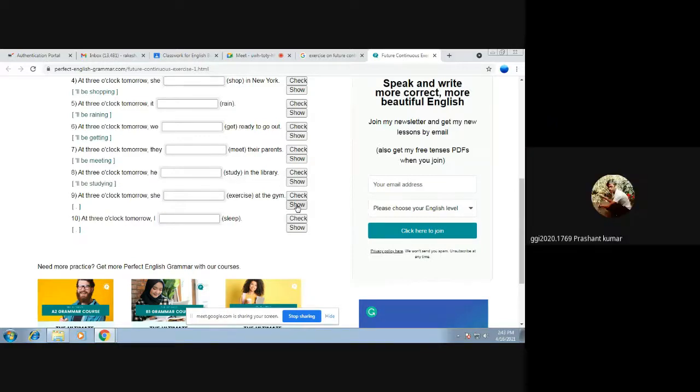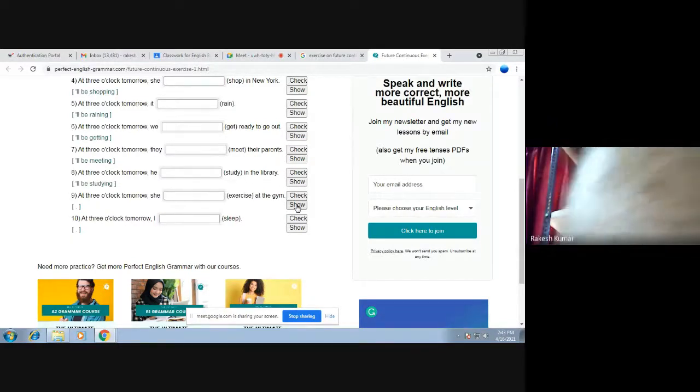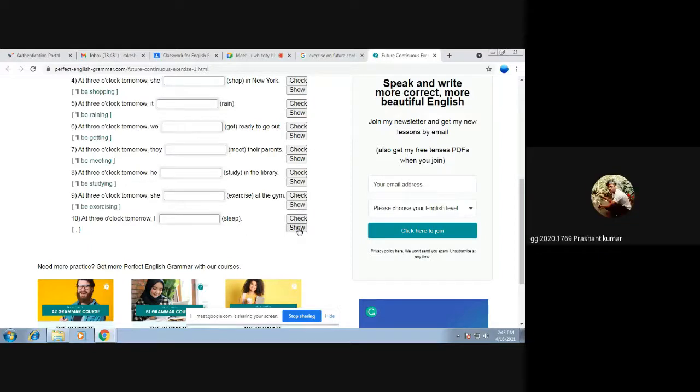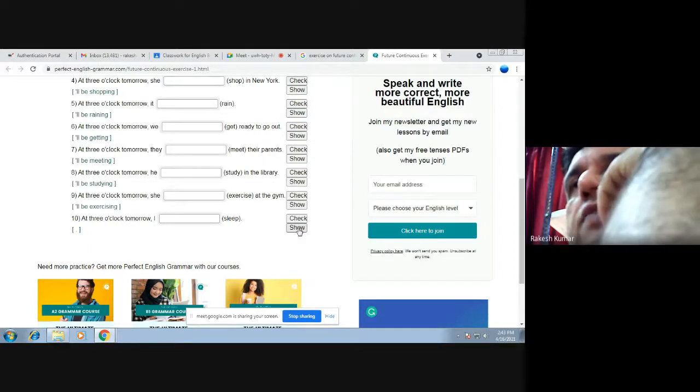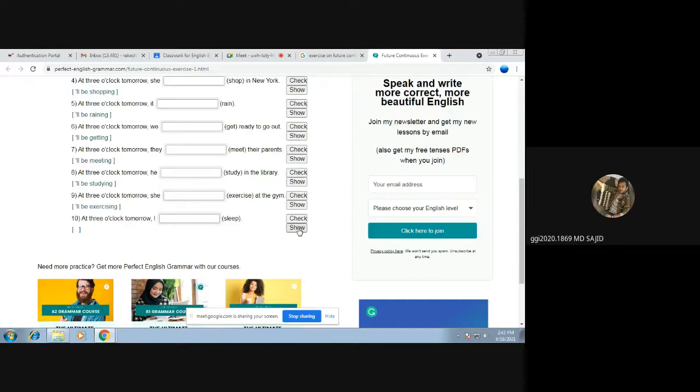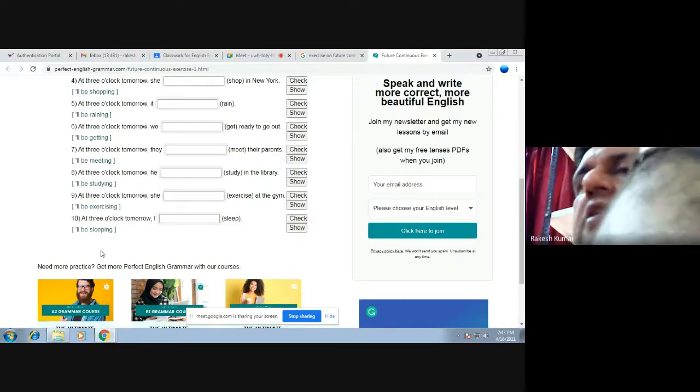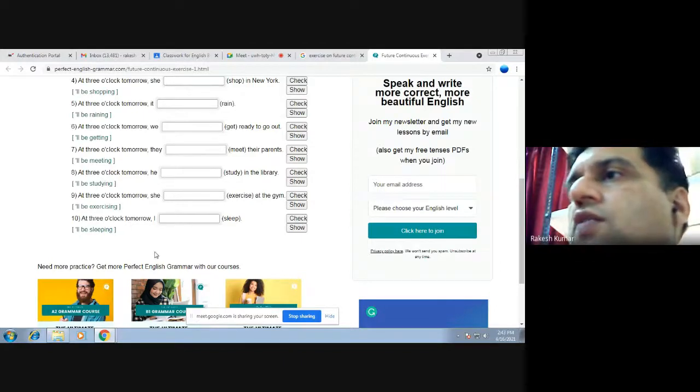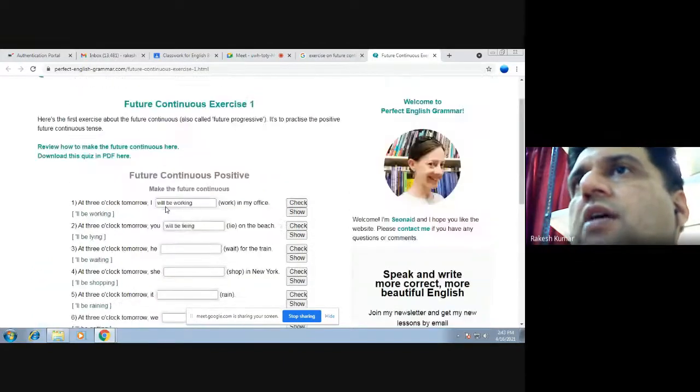She will be exercising. I will be sleeping. Shall be or will be sleeping, it's fine. Okay. So this is what you call future continuous tense. Clear?